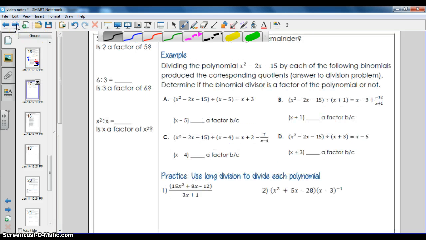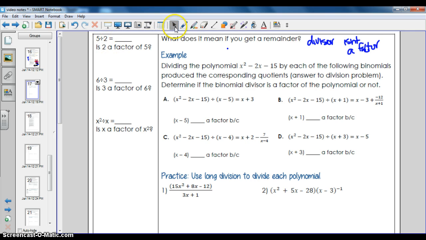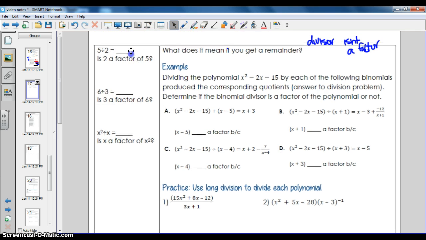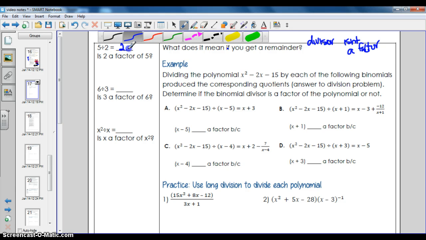Let's first talk about whether or not we're going to have that as a factor. So for this first part, up here is, what does it mean if you get a remainder? Well, that means the divisor isn't a factor. For example, looking at this first one, 5 divided by 2 is 2.5. So is 2 a factor? No, because there's a remainder.